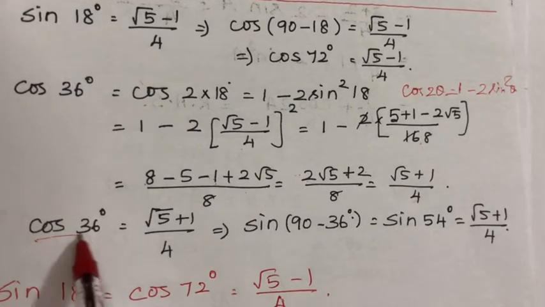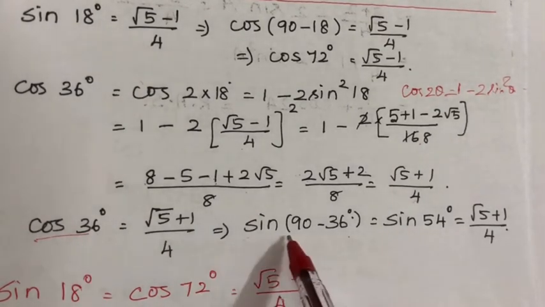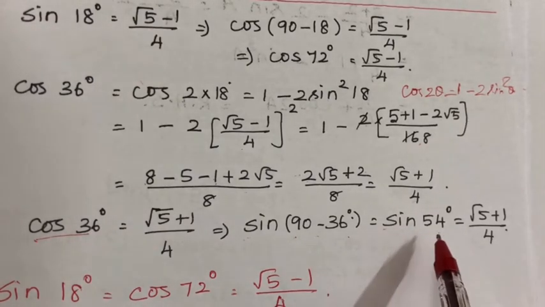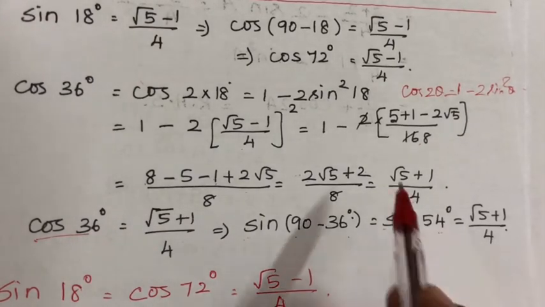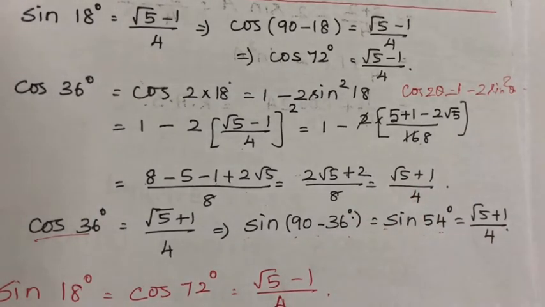So, cos theta is equal to sin 90 minus theta. That is sin 90 minus 36. So, it is sin 54. Sin 54 is also the same value, that is root 5 plus 1 divided by 4.